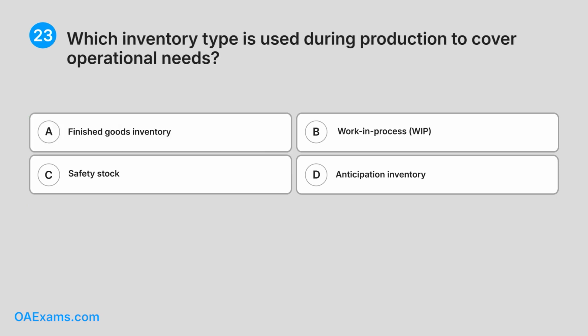23. Which inventory type is used during production to cover operational needs? A. Finished goods inventory. B. Work in process, WIP. C. Safety stock. D. Anticipation inventory. What do you think is the answer?